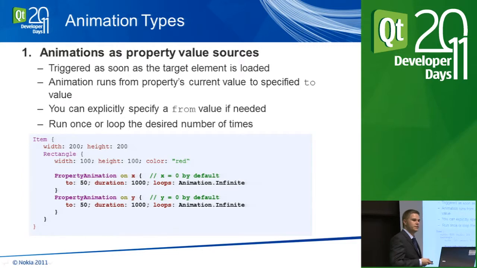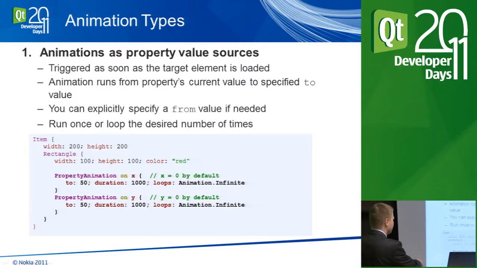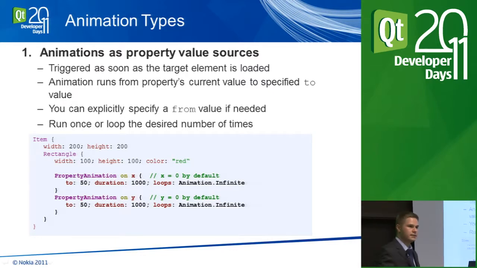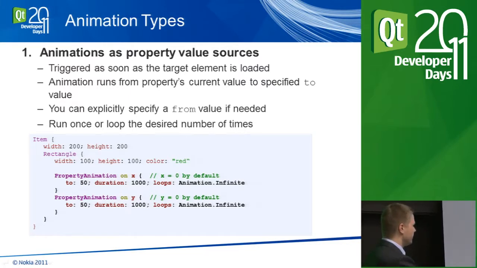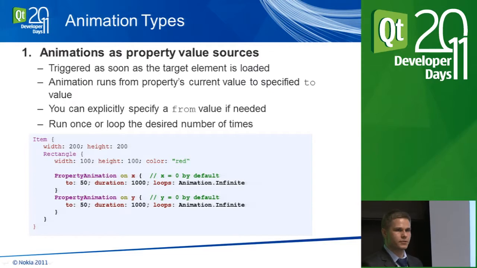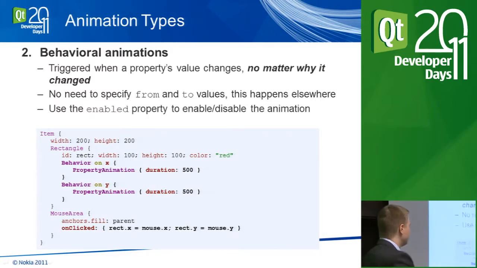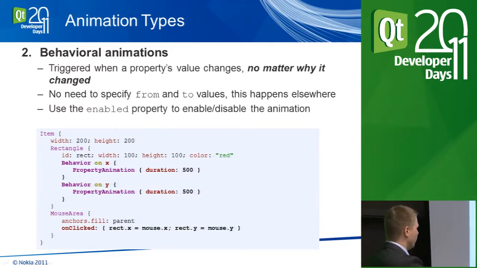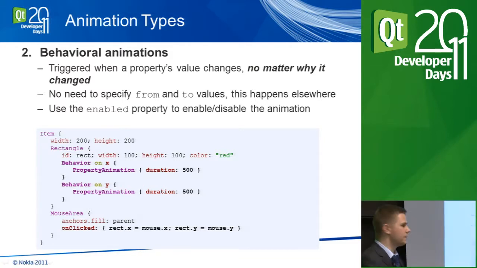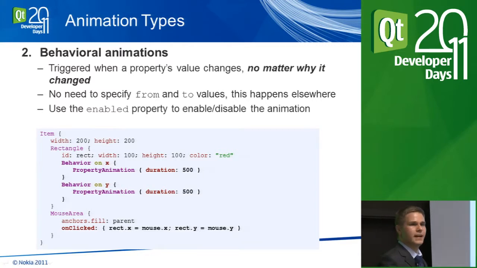Okay, so first, as we described, we have animation as a property value source. So this is something that we saw already. Property animation on X. We define the animation, and the animation drives that property. It starts changing the value of the property. Then we have behavioral animation here. In that case, we define the behavior on X and Y. You can see that there are no to and from properties set. Just duration, just how long we want this animation to run.